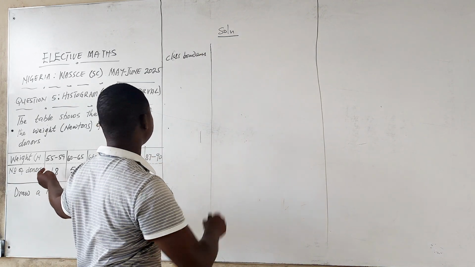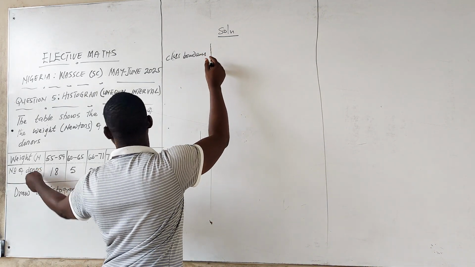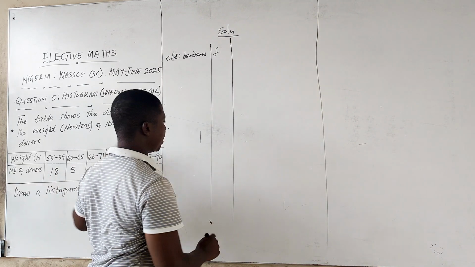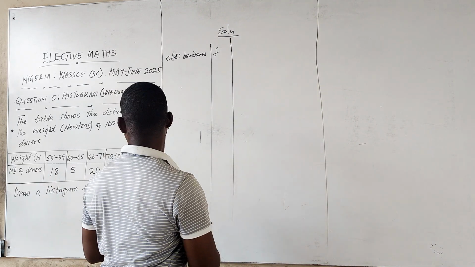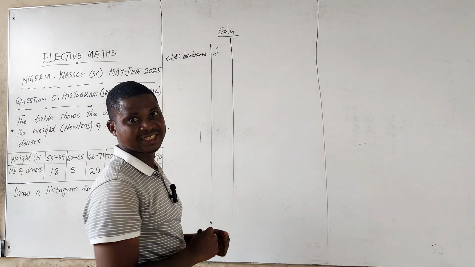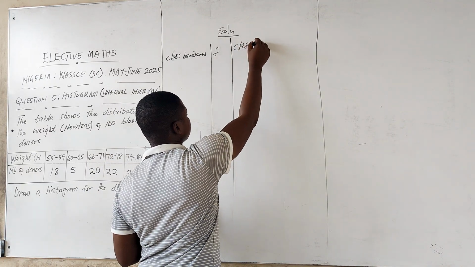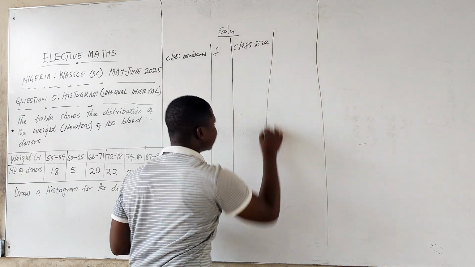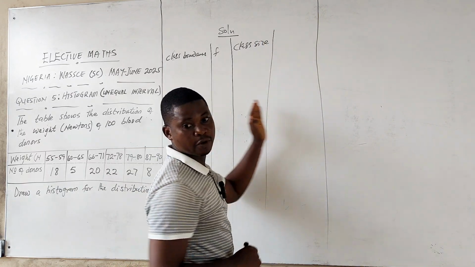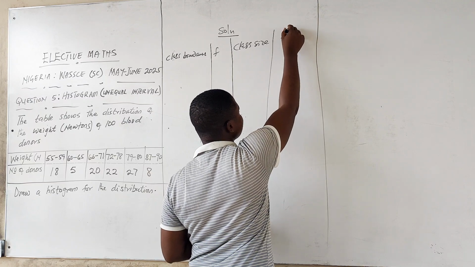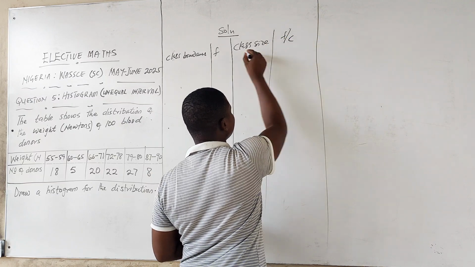With class boundaries, the next one will be the number of donors, which is the frequency. And from there, we can have a class size. Then the last one will be the frequency density. So frequency density is F, frequency, over the class size, which is C.